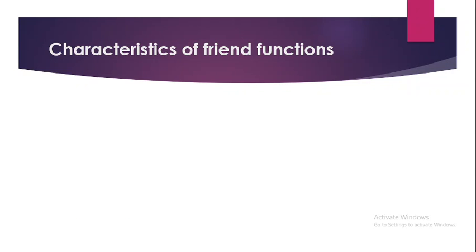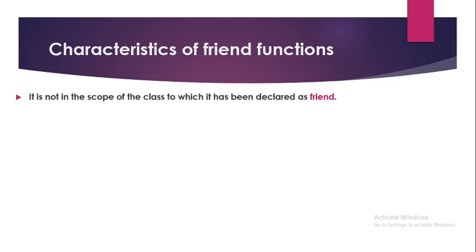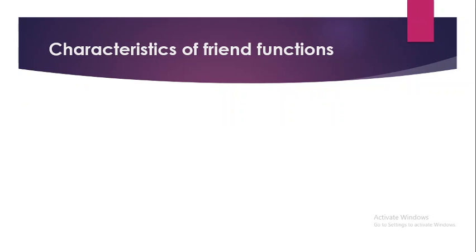So if this point is clear, we can move further to the characteristics of friend function. So we will go to the next slide. Characteristics of friend functions. First, it is not in the scope of the class to which it has been declared as friend. So just as we have seen, this f function is declared in this class ABC, but we are saying that this f function is not a member function.